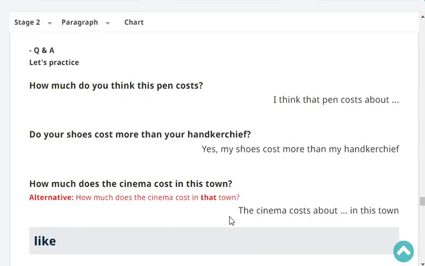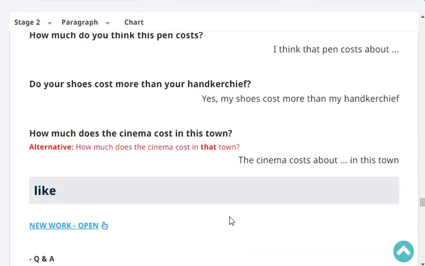Let's practice. How much do you think this pen cost? I think this pen costs about $1. Very good. Do your shoes cost more than your handkerchief? Yes, my shoes cost more than my handkerchief. How much does the cinema cost in your town? The cinema costs about $10 in my town. Very good.